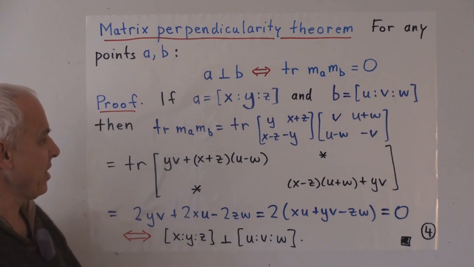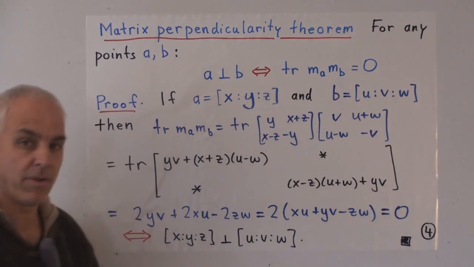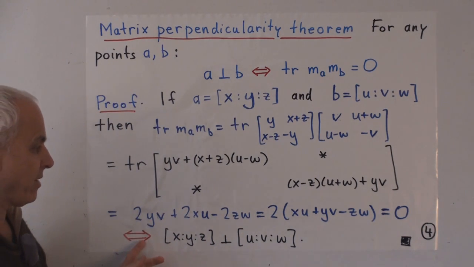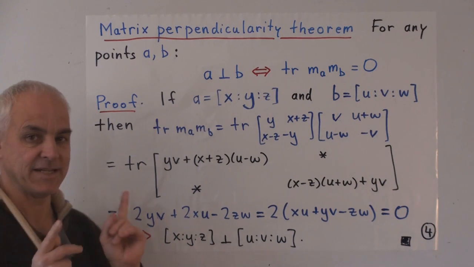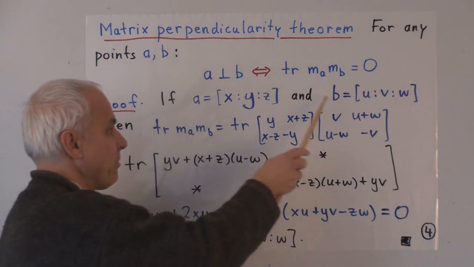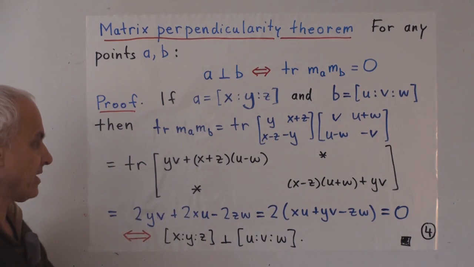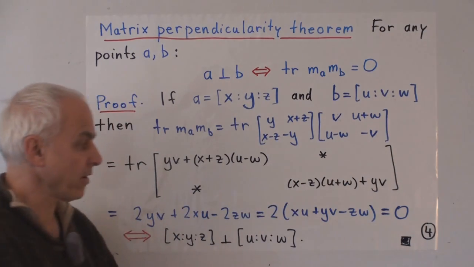So what can we say now? We can say that the trace of this product is equal to 0 precisely when this quantity is 0. And we recognize that's exactly the algebraic form for the 2 points to be perpendicular. Exactly when this point and this point are perpendicular.